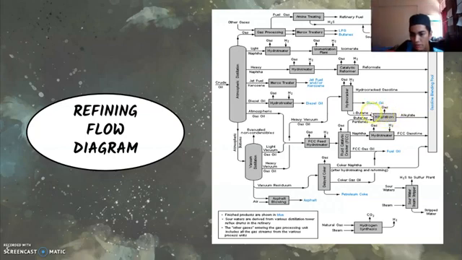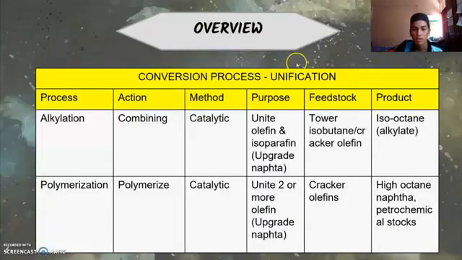The feedstock for alkylation, the isoparaffin, comes from the hydrocracker, while the olefin, which is butane and pentane, comes from the fluid catalytic cracker (FCC). The product of alkylation is alkylate, or we call it isooctane. This is an overview of the conversion process unification.